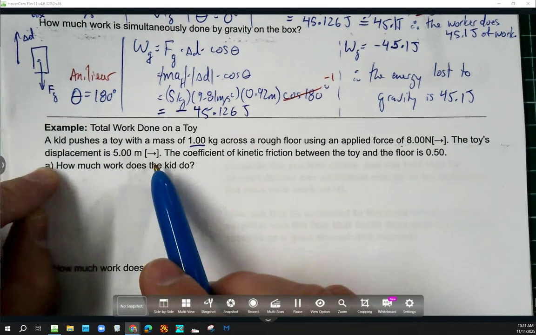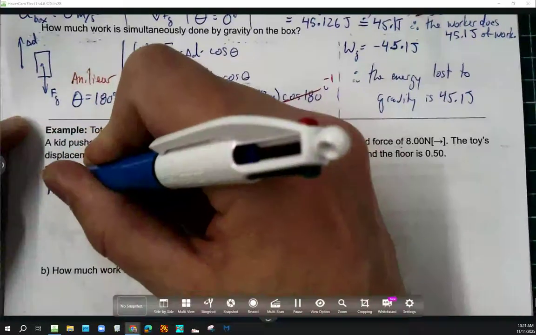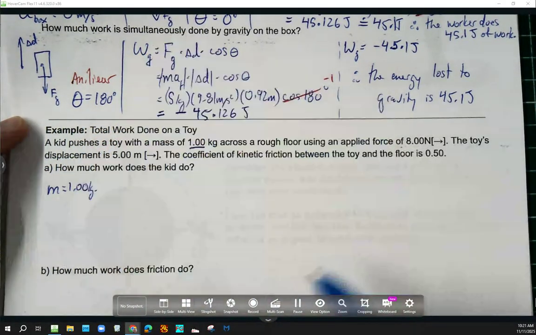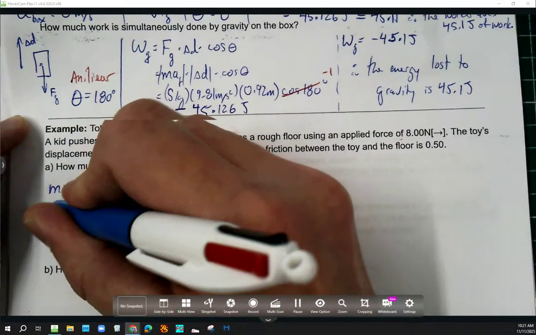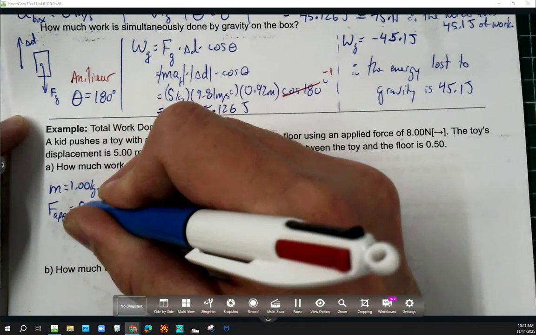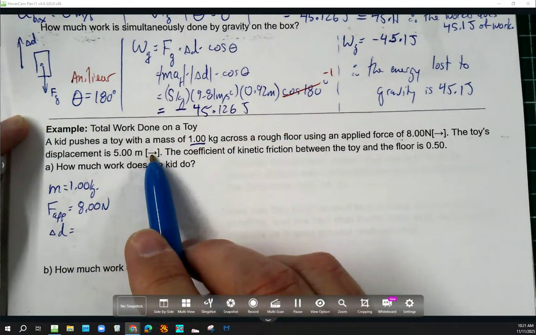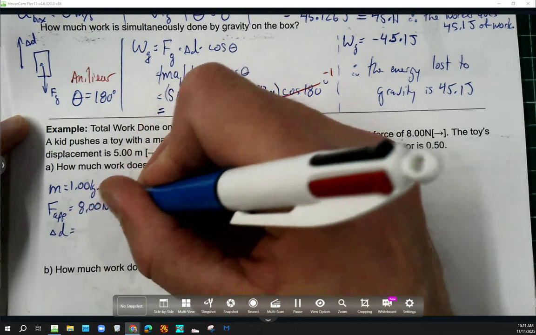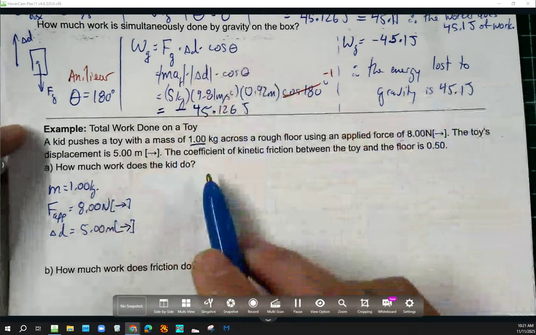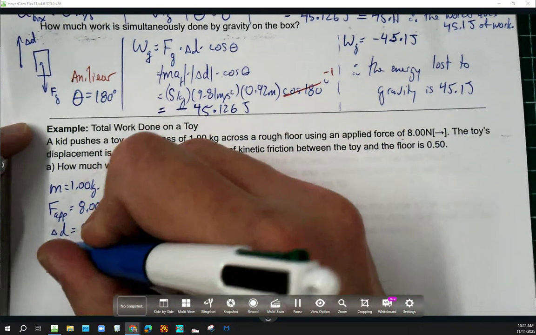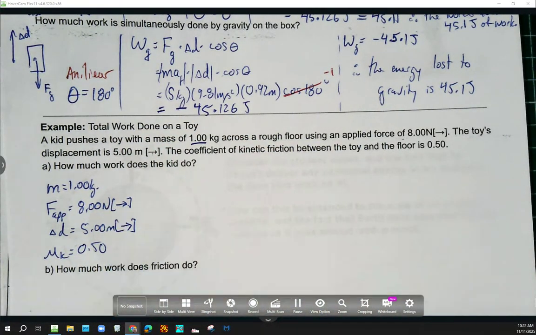So you got this 1 kilogram that's going to be pushed across a rough floor. So let's give ourselves a mass, 1.00 kilograms. And it's being pushed across the floor with 8 newtons of force. Looks like it's to the right according to the given there. So force applied is equal to 8.00 newtons. The toy's displacement is 5 meters to the right as well. So we can throw that in there. The coefficient of kinetic friction, mu k, is equal to 0.50. And we want to know how much work is done by the kid.